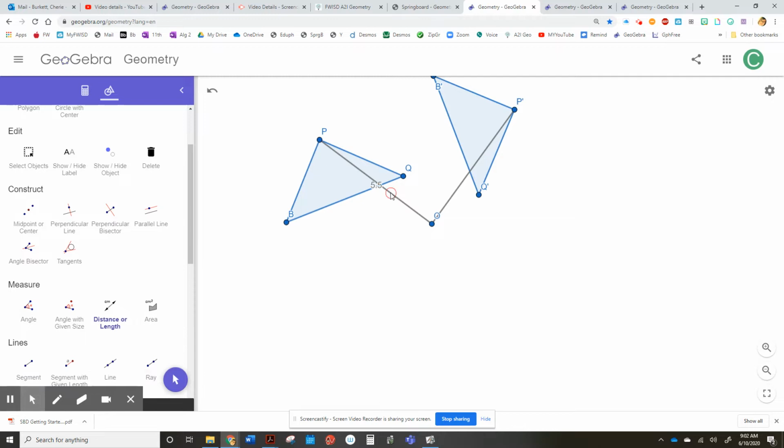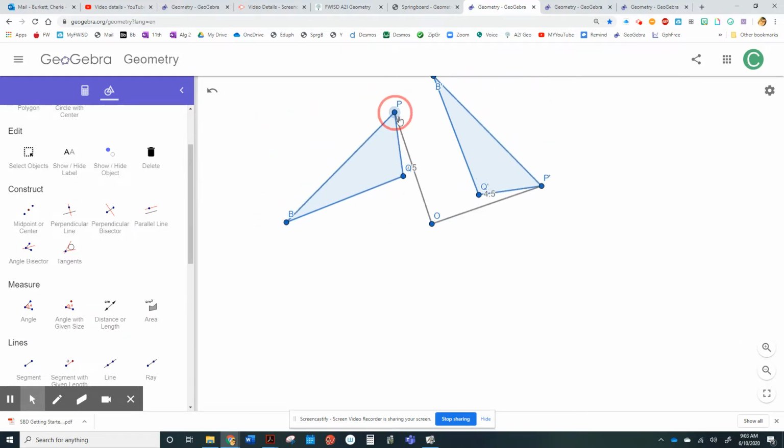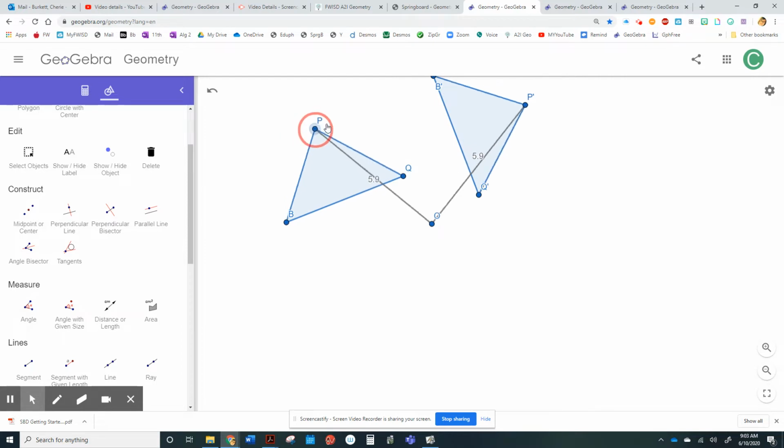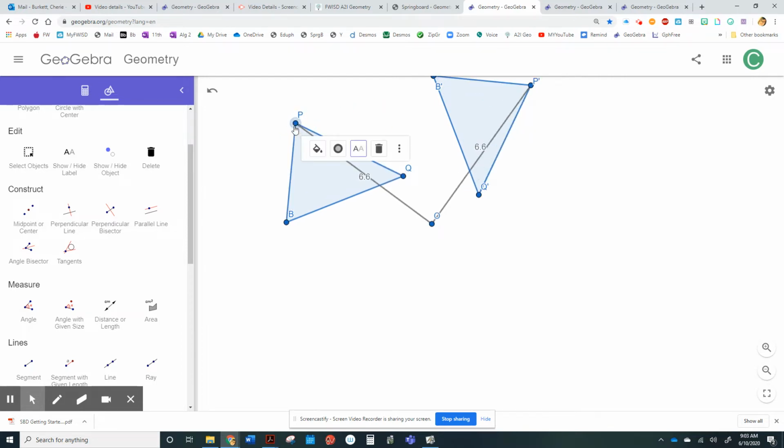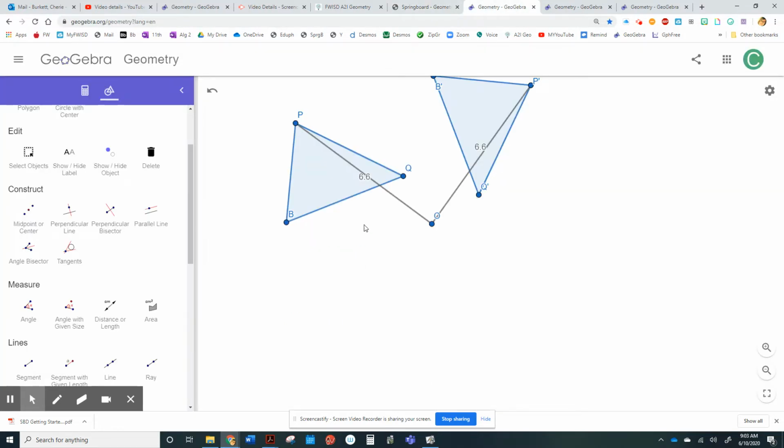We showed that on another example, but I'll show you here. Hold on, let me see. I think we showed that if we moved it, it didn't matter where we moved that point, the distances stayed the same from the pre-image point to the center of rotation and from the image point to the center of rotation. Those two measurements remain the same. So that's what Springboard is saying right here. I just drew this one, but this one's going to be the same thing. Just for sake of time, I'll do it real quick.